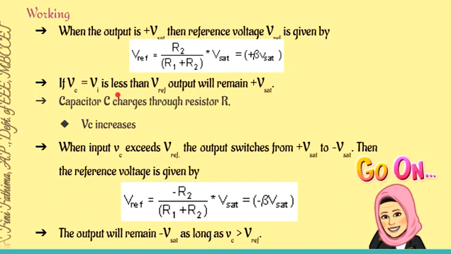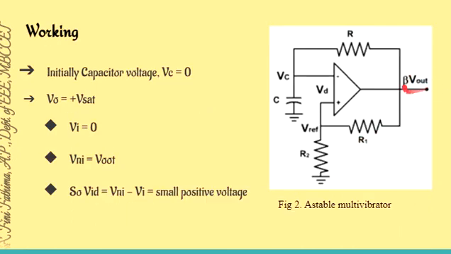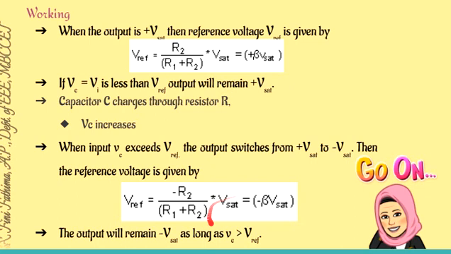So when the output is plus VSAT, the current will flow through the resistor R and through the capacitor. So the capacitor C charges and the voltage across the capacitor VC increases. When the voltage across the capacitor VC exceeds the reference value, the output switches from plus VSAT to minus VSAT. So the output will be minus VSAT. As a result, when the output is minus VSAT, the reference value will be minus beta VSAT.